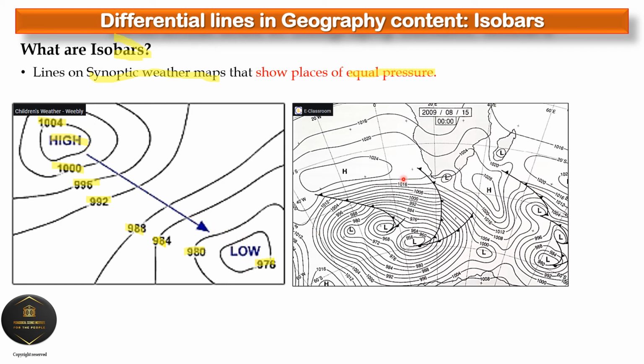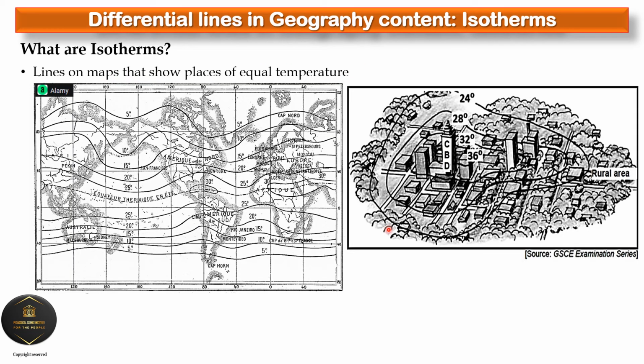And if you look at this, synoptic weather maps will always have your isobars over there. These are the isobars there, and they show places of equal pressure. And then what are isotherms? Isotherms are iso lines on maps that show places of equal temperature. So if you look at thermal maps, they usually show us your isotherms. So these are our isotherms in this diagram.